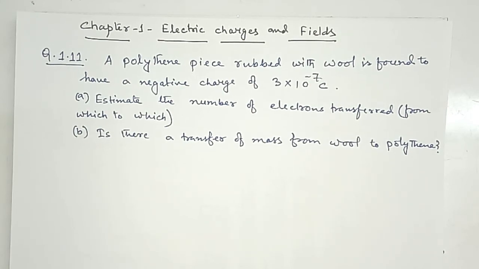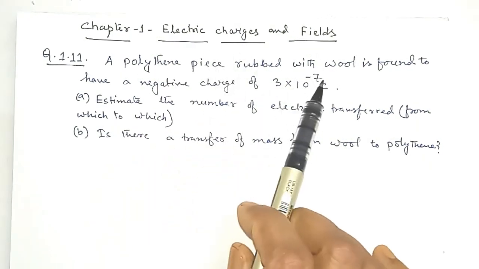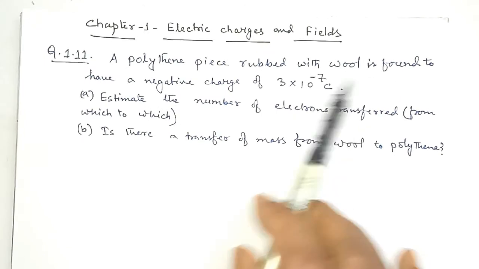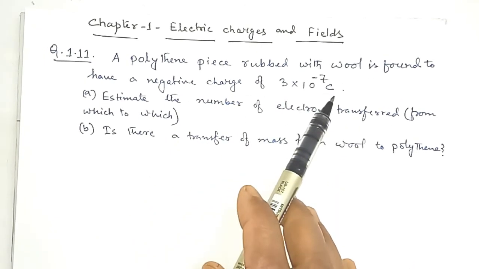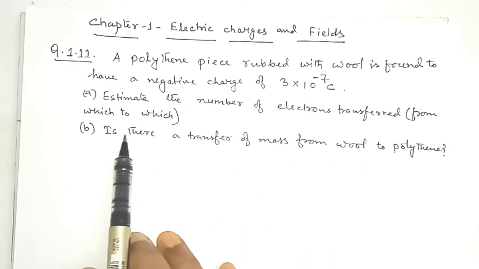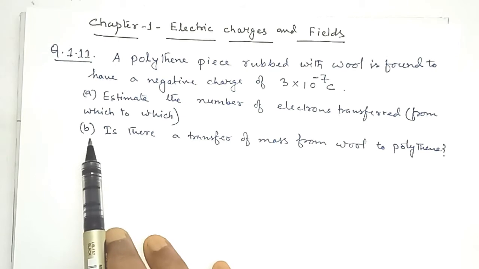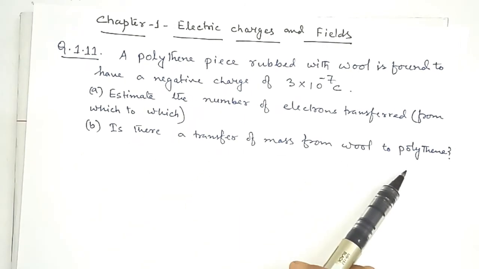Question number 1.11 from chapter number 1, that is Electric Charges and Fields. So the question is that a polythene piece wrapped with wool is found to have a negative charge of 3 × 10 to the power minus 7 coulomb. (a) Estimate the number of electrons transferred, and from which to which. (b) Is there a transfer of mass from wool to polythene?